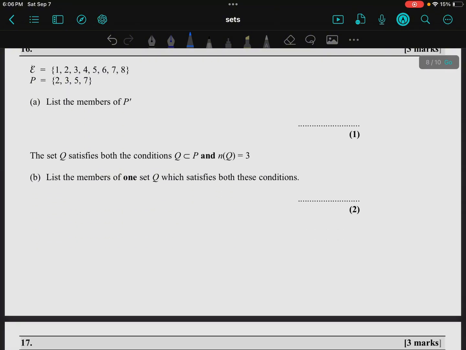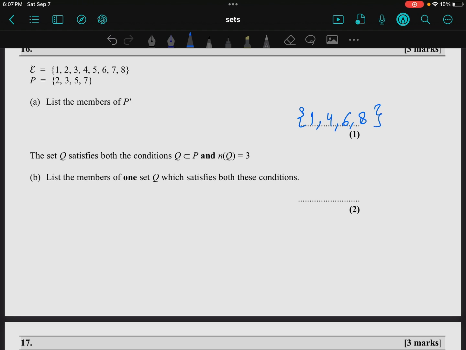Now coming to question number 16. Universal set is given, P is given, list the members of P dash. So whatever there is in P you will not take and the rest you will take. So you will not take 2, 3, 5 and 7, then 1 you will take, then 4 you will take, then 6 and 8.